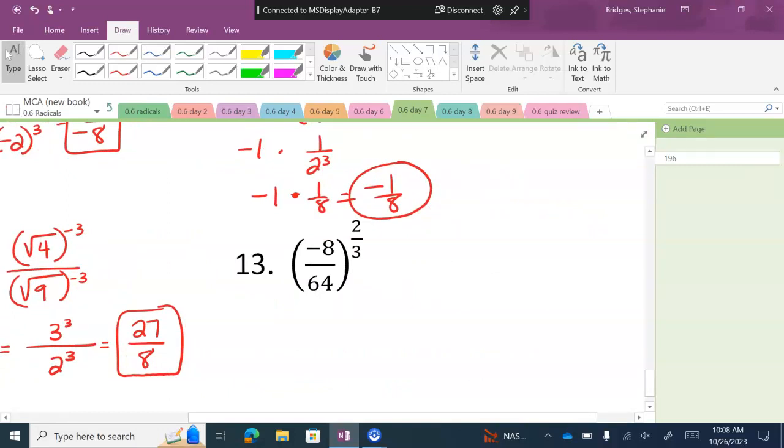Does the negative go with the 8 as you simplify, or wait till the end? Probably. Go with it? Yeah. Take it with it as you simplify.